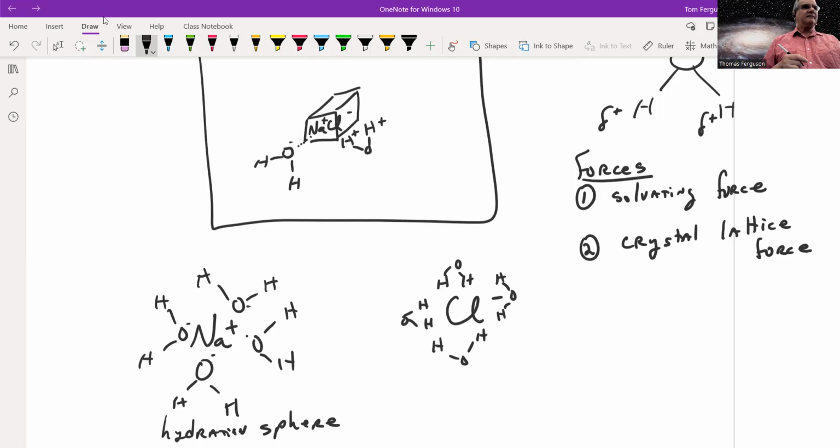What can affect the solvating force are heat, physical agitation, and surface area.